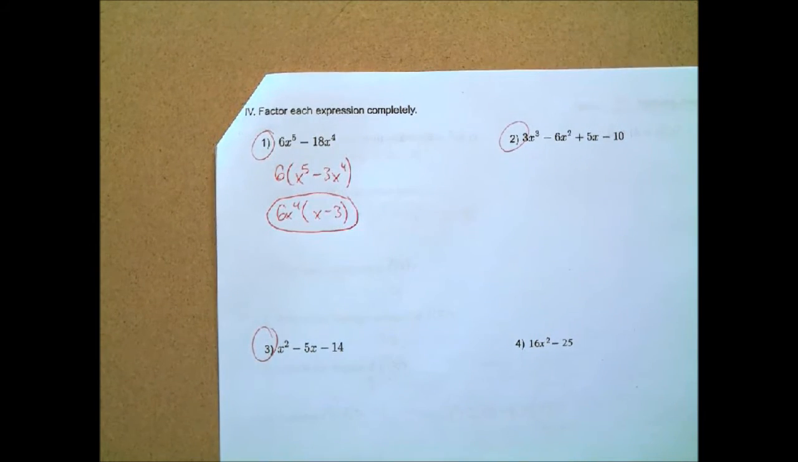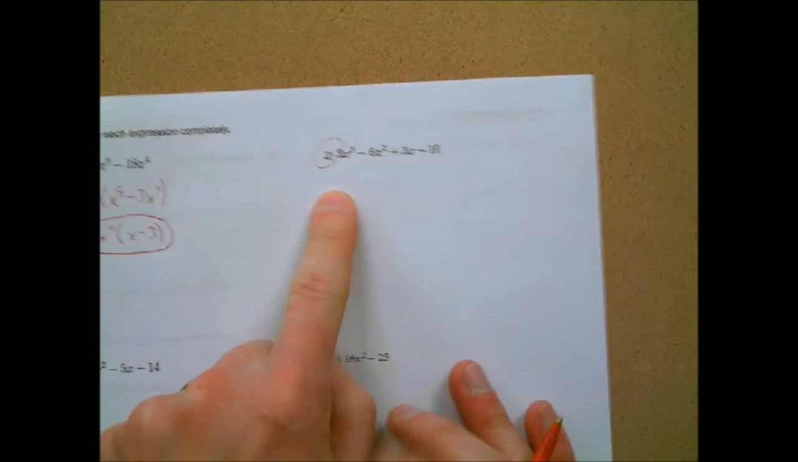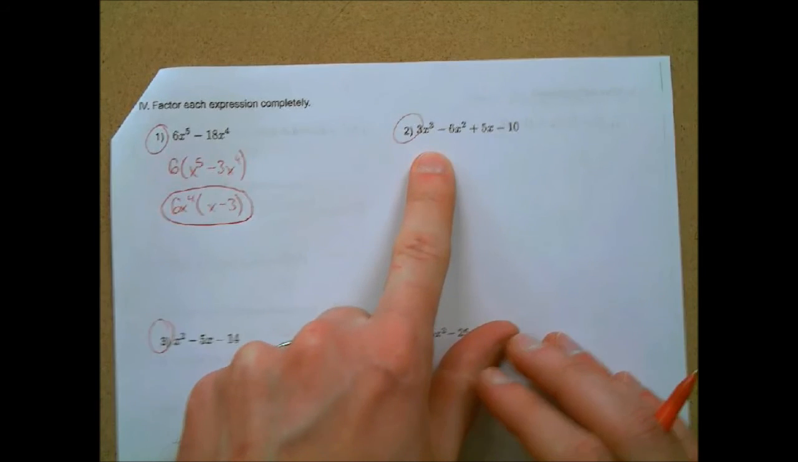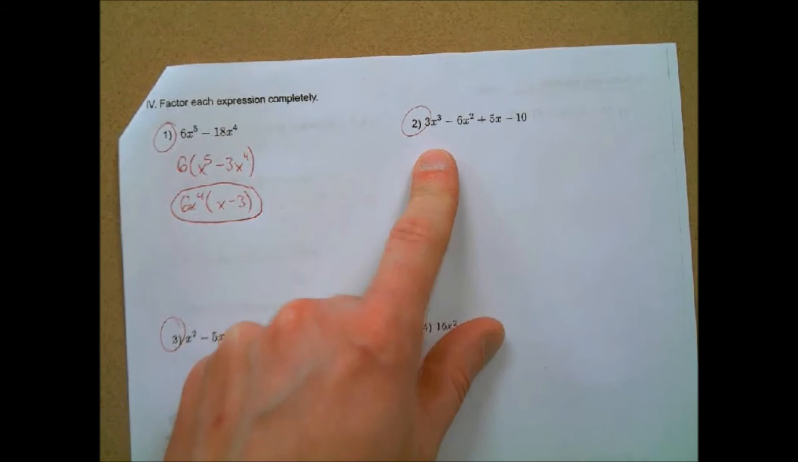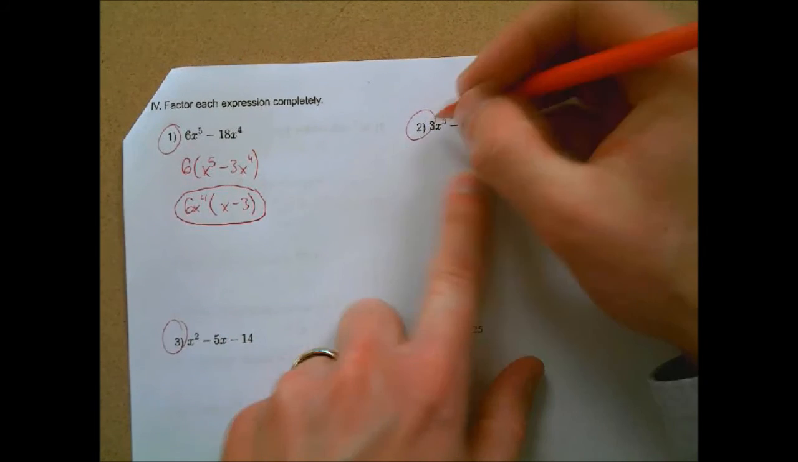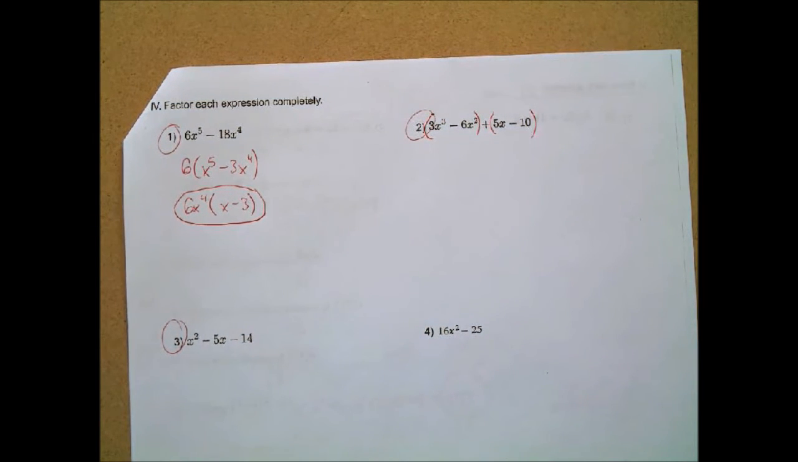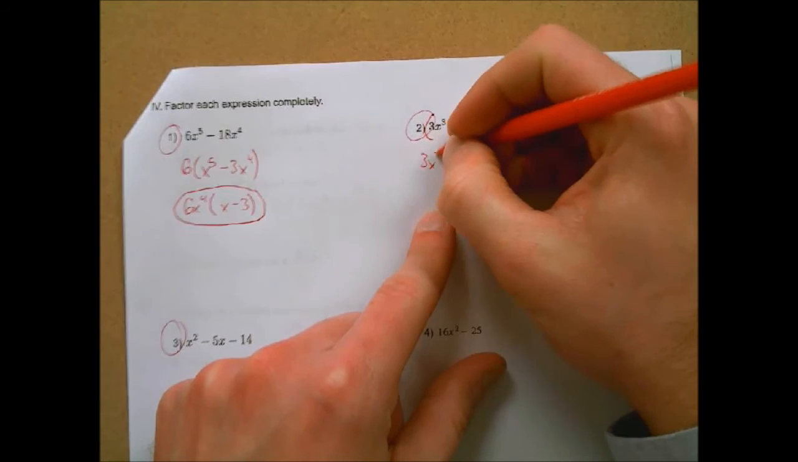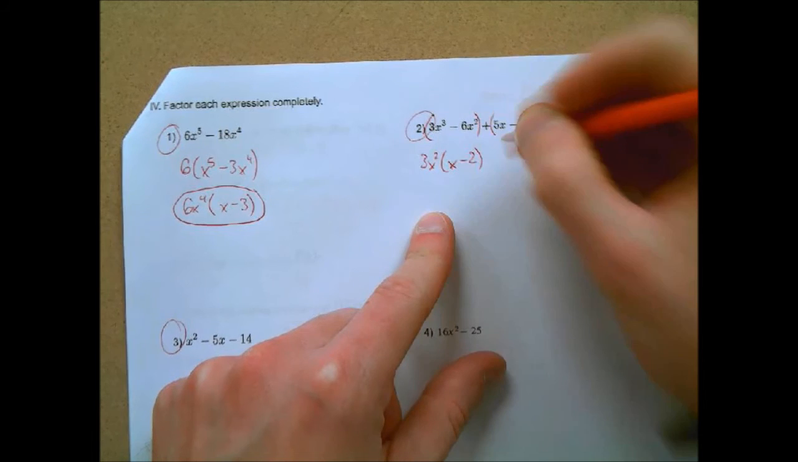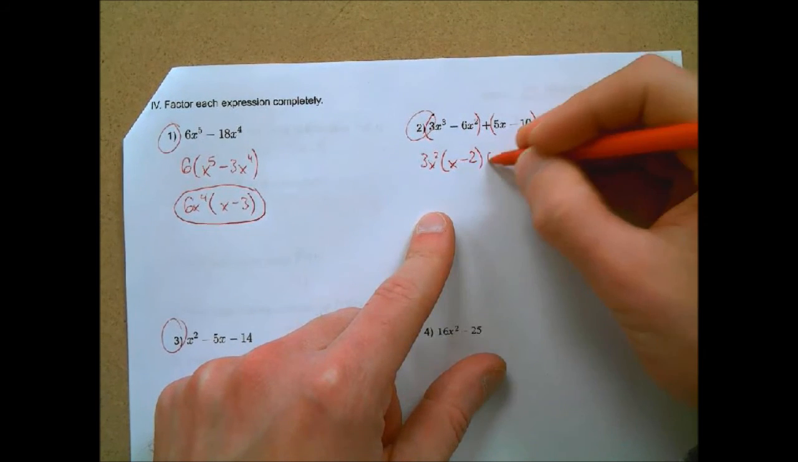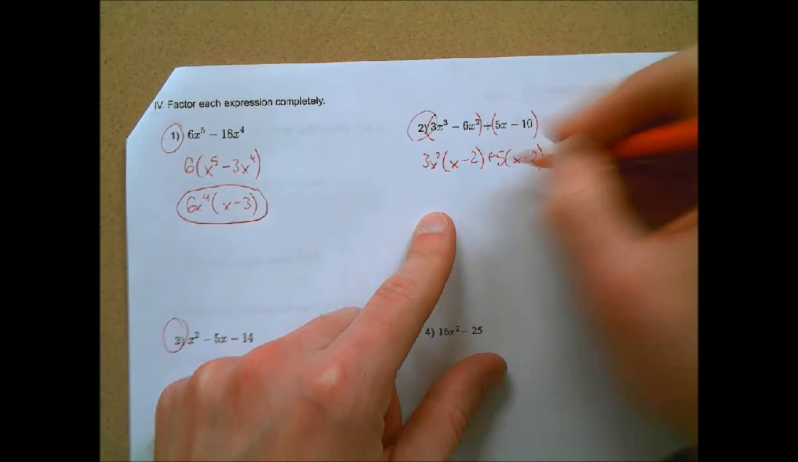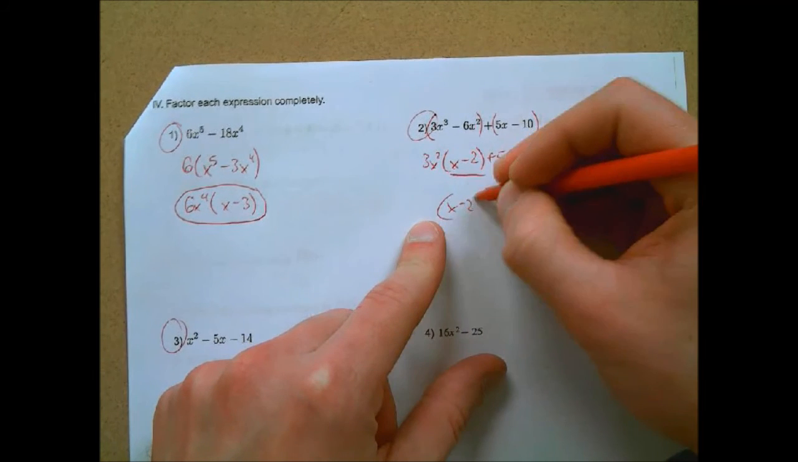Number two, to factor that, we will group them. They're already 4 terms, so group the first 2, group the second 2. What can we take out from that first group? A 3 and an x to the second. So 3x to the second, and we'll leave behind an x and a minus 2. And what can we take out from the second group? A 5. And we leave behind an x and a minus 2. So they both have an x minus 2. And then we'll be left with 3x squared plus 5.